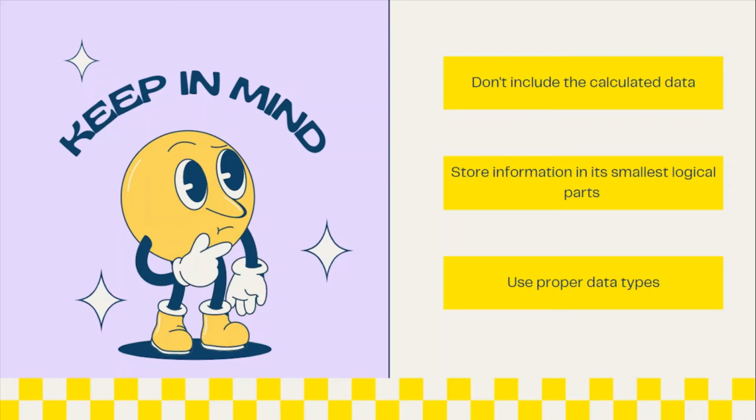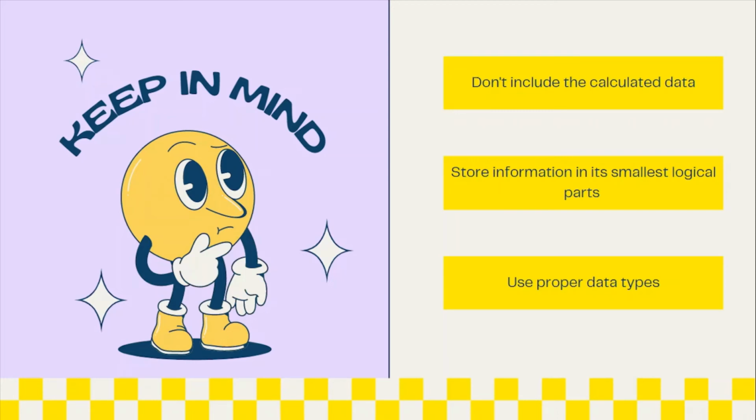The second one is, store information in the smallest logical parts. That means dividing your information into columns. For example, if you want to store the address, you need to create columns such as address 1, address 2, city, state, etc. to return particular data in the future. We are not required to add the whole address in a single column. We need to divide it into separate columns like address 1, address 2, city, state, etc.